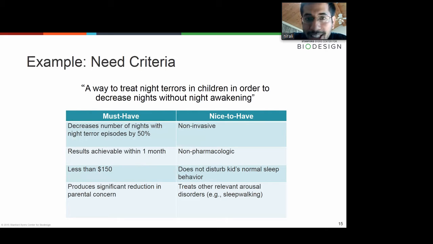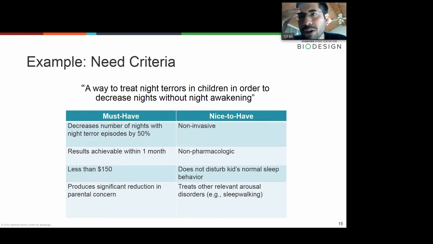Actually, I don't know the answer to this question. I don't know how they came up with 50%. But to think through the logic, ways that you could do it are either what you said, which I think is actually not a bad idea, or you could talk to experts or actual customers. You could say, look, you're a parent, you have a child who has night terrors. How much of a reduction would be meaningful to you? And do a survey with actual customers. Because remember, need criteria are about what's impactful for the stakeholders.